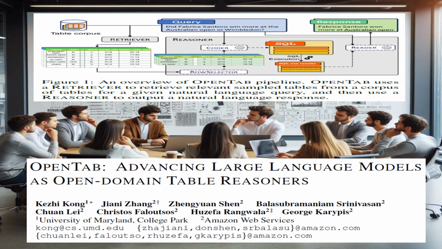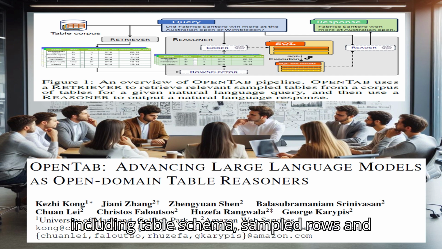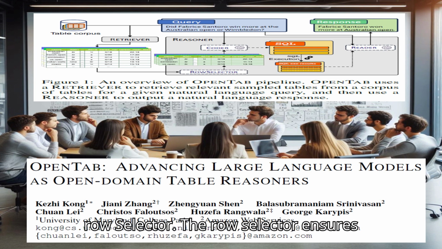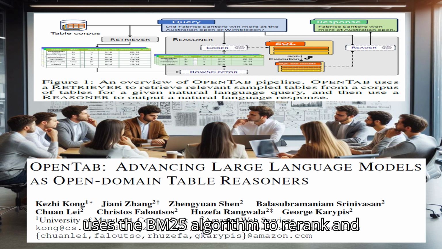2.2 Reader. The reader uses an LLM to parse and extract the final response based on the SQL execution results. It is provided with broader context from the coder, including table schema, sampled rows, and the generated SQL query. 2.3 Row Selector. The row selector ensures that the pertinent rows are provided to the LLM for effective processing. It uses the BM25 algorithm to re-rank and choose the top K rows based on their relevance to the query.